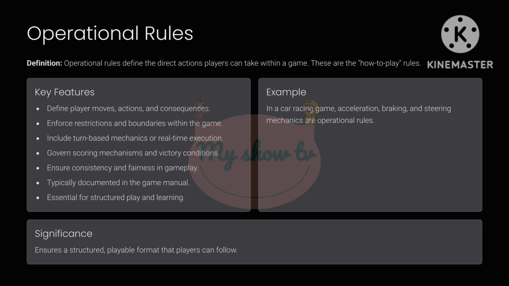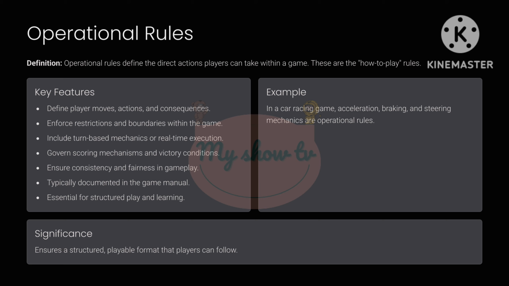For example, in a racing game, acceleration, braking, and turning are all governed by operational rules. 2. Enforce restrictions and boundaries within the game. Games have constraints to maintain structure. For instance, in chess, a knight can only move in an L shape. Players cannot make illegal moves. 3. Include turn-based mechanics or real-time execution. Some games, like chess, follow a turn-based system, whereas others, like a first-person shooter, FPS, occur in real time.